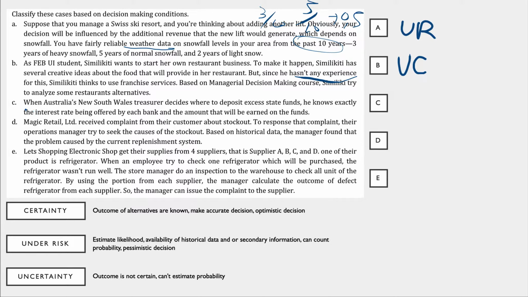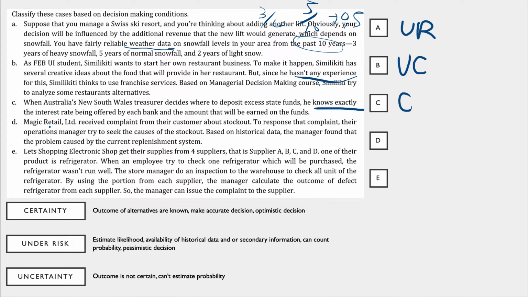Next, question C. When Australia's treasurer decides where to deposit its state fund, he knows exactly the interest rate being offered. Because he knows exactly the rate for each bank, he will know the outcome of every alternative, and the accurate decision to deposit its state fund can be made. Because of this, the decision falls under certainty. So the answer for question C would be certainty.